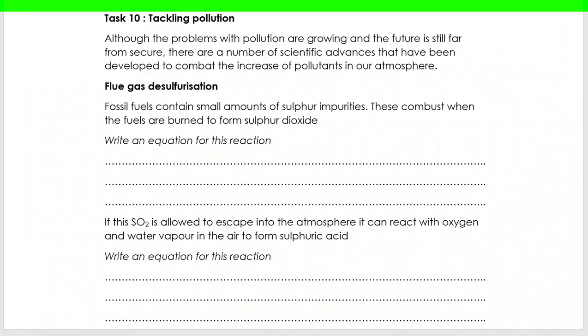So if we look at tackling pollution, we have some specific examples. We're going to look at 1 or 2 of those here. The first is flue gas desulfurization. This is trying to remove the sulfur rather than allow sulfur dioxide to form and to make acid rain. Have a go at these questions.